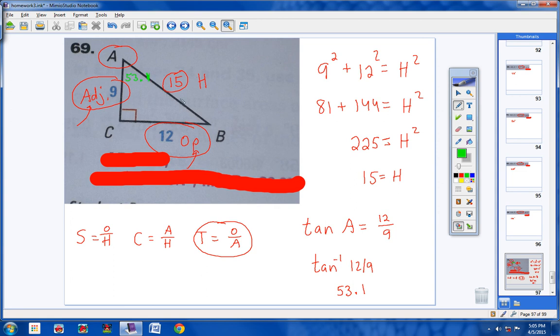Earhart, to find this last angle here, I've got to use sine, cosine, tangent. No, you don't. What is this angle here? 53.1. What is this angle here? 90. If you add these two together, you get 143.1. Well, you know all three angles have to add up to 180. So just subtract that from 180, and you will get 36.9.